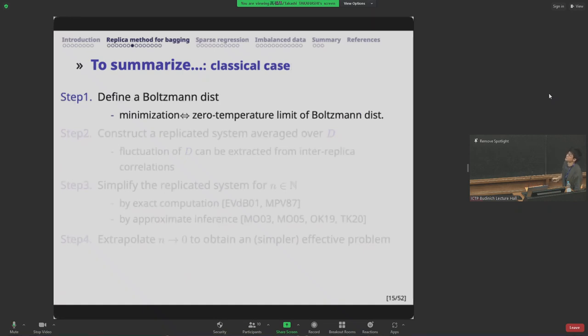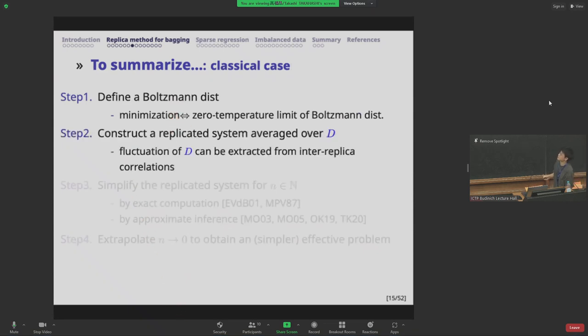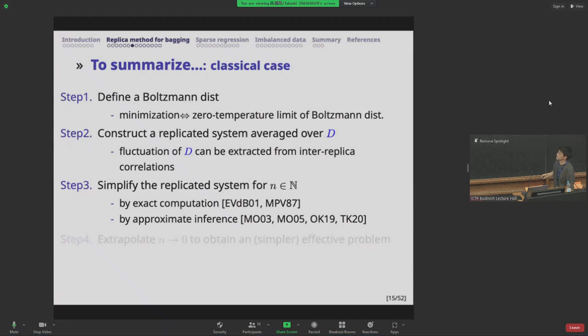So this is a summary of the classical replica analysis. We first define a Boltzmann distribution and then replicate the system and average over D. We hope that the fluctuation with respect to data can be extracted from inter-replica correlations. And then we simplify the replicated system for integer-valued n. In very simple cases, we can achieve such simplification by exact computation. But in other cases, we cannot, and we need to use approximate inference methods, as was done in the early 2000s by Mezard and Opper. I think this kind of topic will be treated on Wednesday morning. And finally, we extrapolate n goes to zero to obtain a simple effective problem.